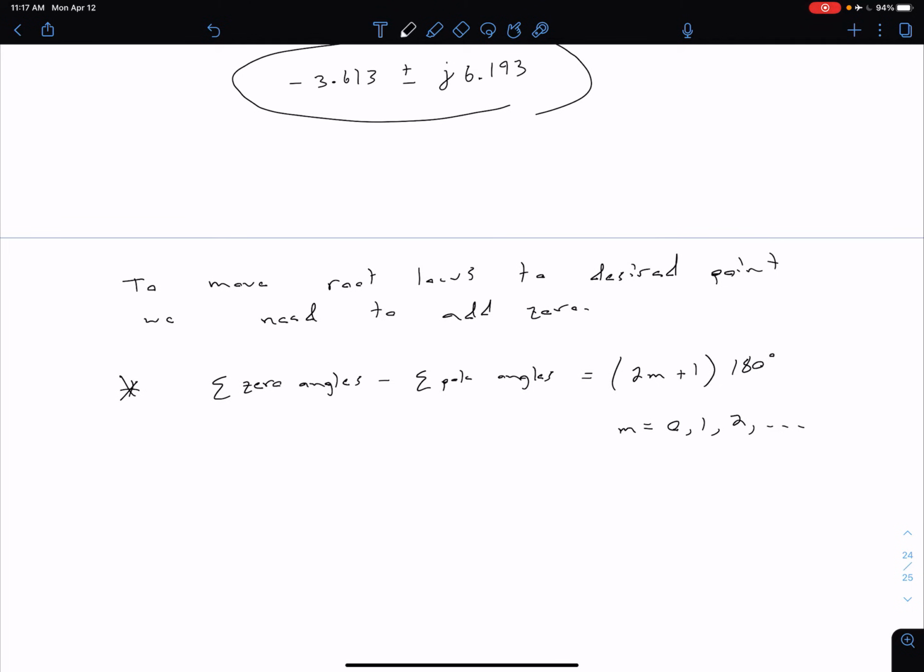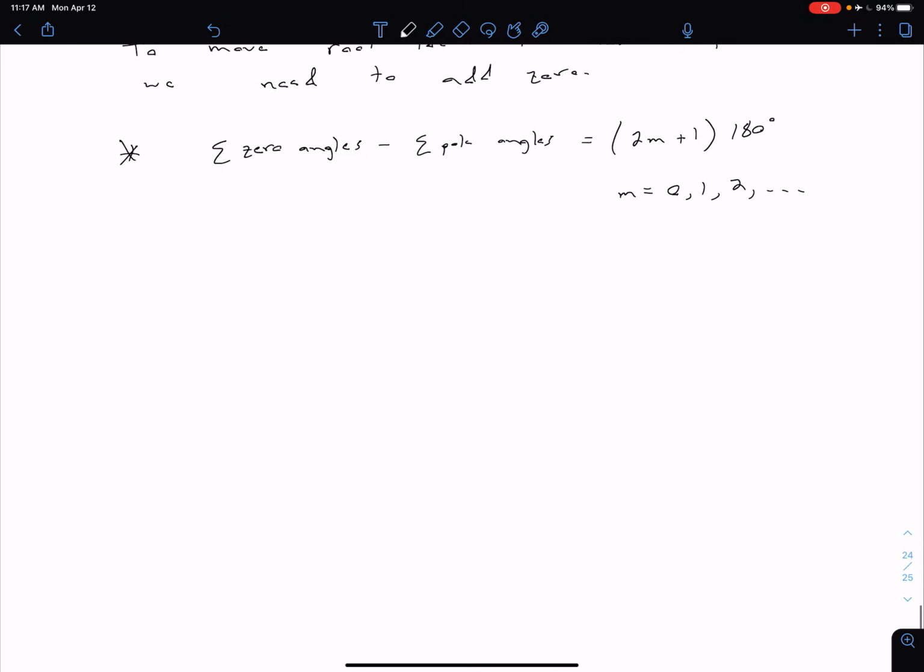What we want to do then is start by looking at the angles of our existing poles, and from there we can figure out what 0 angle we need to add. So let's start by considering angles of our existing poles.